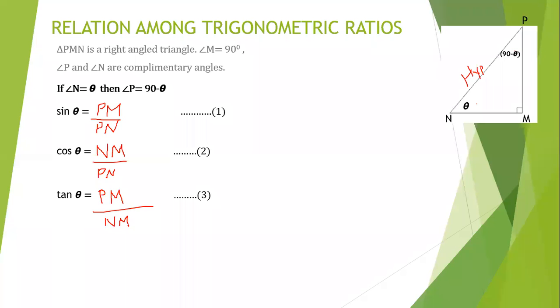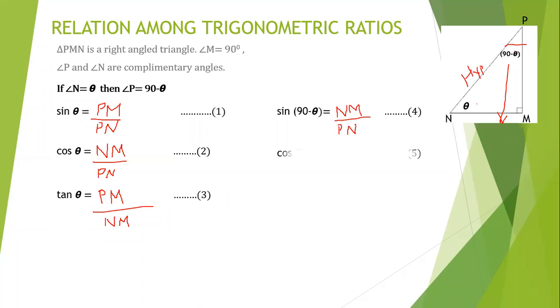Now we will again find the same ratios but for angle P, that is 90 minus theta. So sine 90 minus theta: the formula for that is the opposite side of angle 90 minus theta upon hypotenuse. Here we have 90 minus theta, that is angle P. So the opposite side is NM. So here we will write NM upon hypotenuse, which is PN, right?